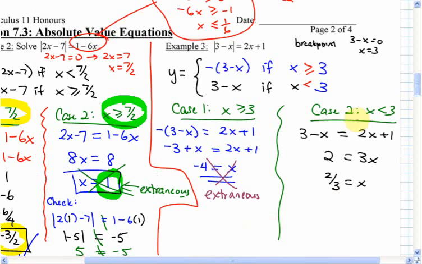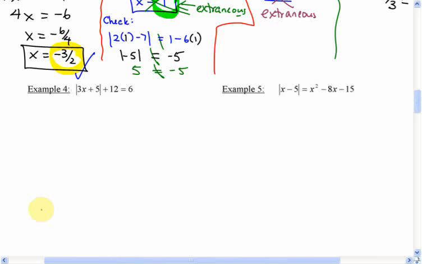Ladies and gentlemen, I've actually pretty much taught you how to do every other type of absolute value question now. You should be able to do 4, 5, 6, 7. So we've got about 15 minutes left. You're on your own. Let's see how far you can go. Go.